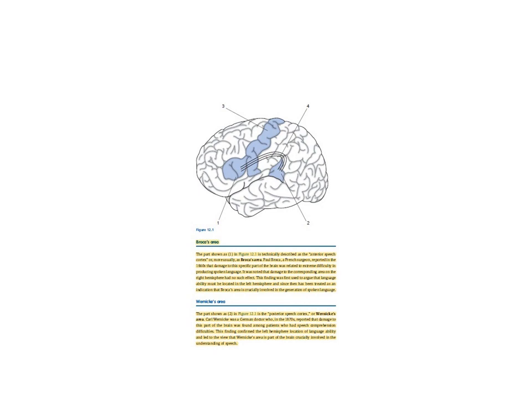Now, is this area responsible for the generation of speech? The answer is negative, no. Damage in Wernicke's area results in difficulty in speech comprehension, not in speech production. This finding confirmed the left hemisphere location of the language ability and led to the view that Wernicke's area is a part of the brain crucially involved in the understanding of speech.